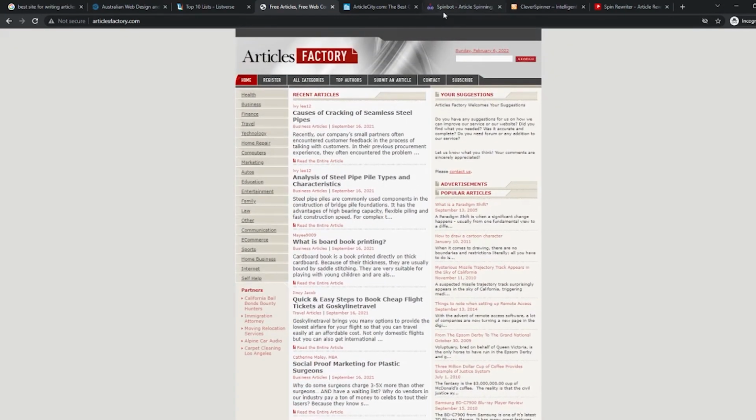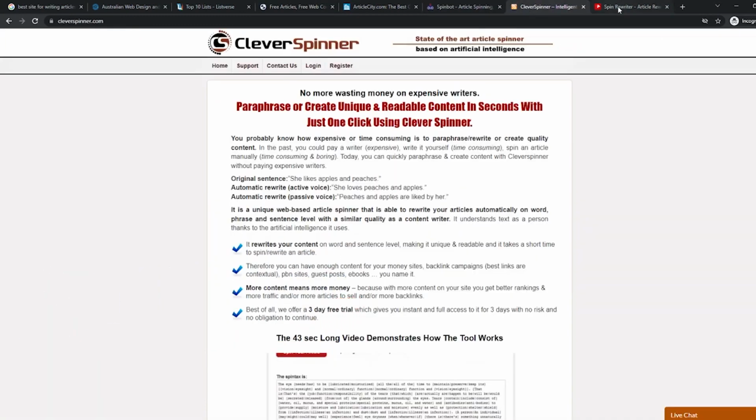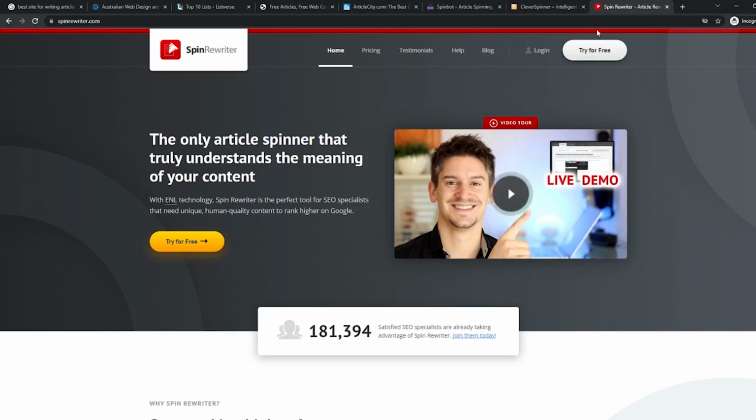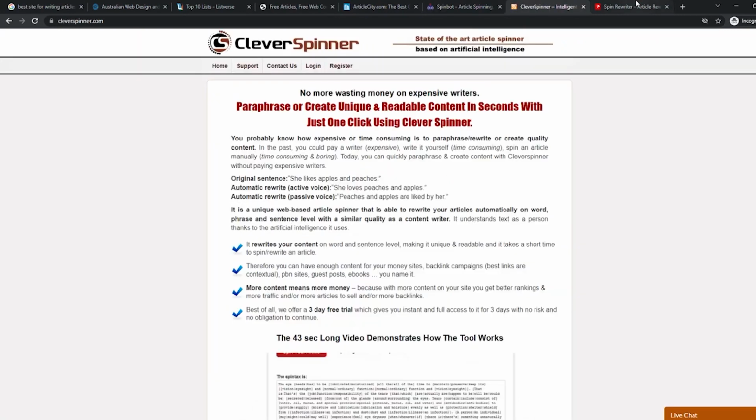You've got to rewrite those articles and reconstruct them, and luckily we have three different softwares that'll help you. If you've seen some of our videos in the past, you're probably familiar with some of these tools. We have spinbot.com, cleverspinner.com, and spinrewriter.com. Now here's the catch, guys. These three softwares are free but with limited capabilities in rewriting articles. What you've got to do is try them out first, and then if you've made some money, make these softwares an investment. Invest a couple of bucks and unlock their full capabilities.